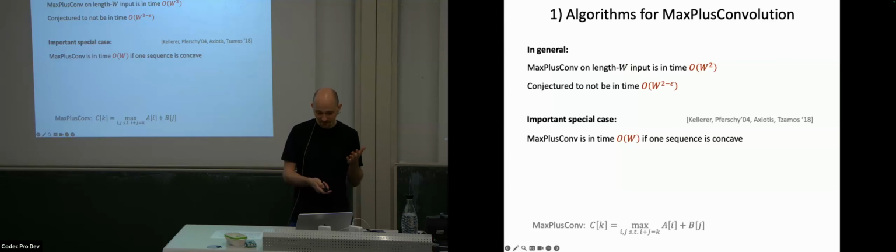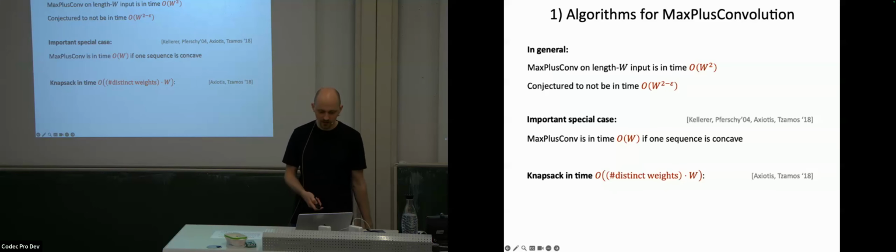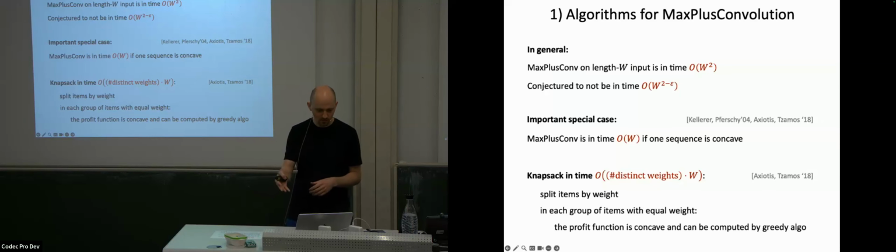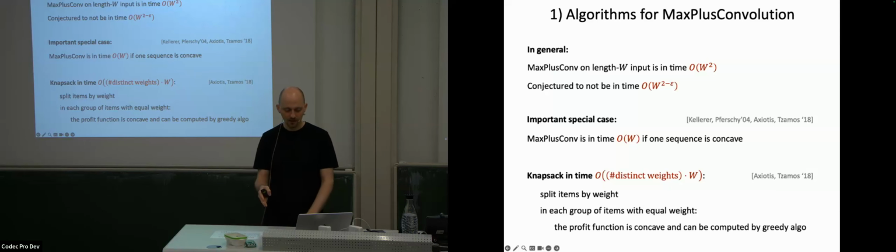So this special case can be solved fast, which immediately gives rise to an interesting algorithm for Knapsack. Namely, what can we do? We take all the items, we split them into weight classes. So inside one group, all items have the same weight. If all items have the same weight, then Knapsack is actually super easy, because then the greedy algorithm works.